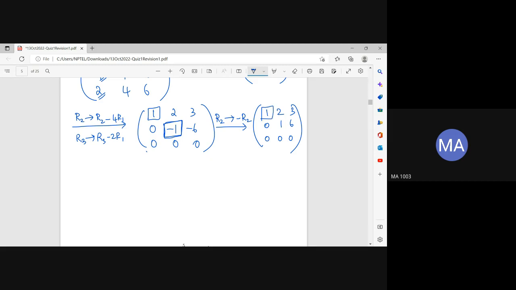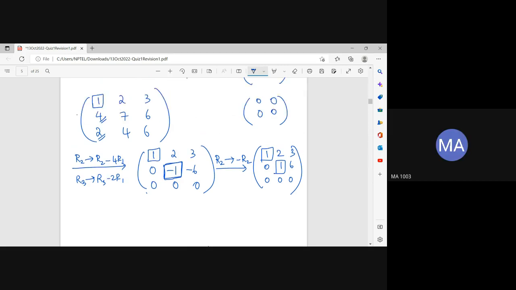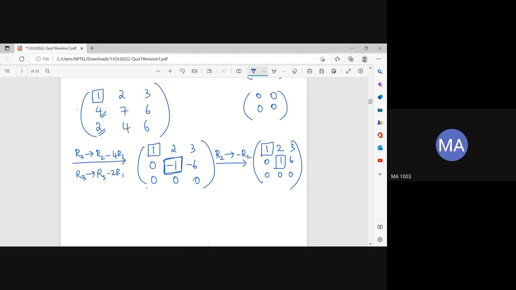So now, is this in REF? Yes, ma'am. Even if we didn't have a zero row, if we ended up like this, even then it was in REF. But now we got a zero row.